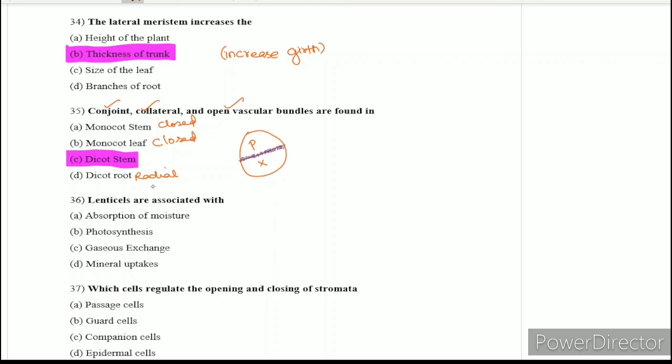And next one. Lenticels are associated with option A, absorption of moisture. B, photosynthesis. Option C, gaseous exchange. And option D is mineral uptake. The correct answer is option C, gaseous exchange.